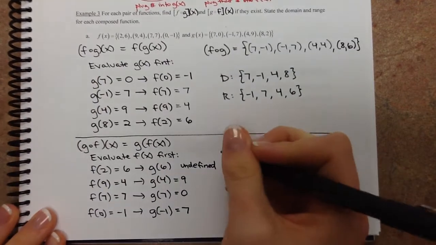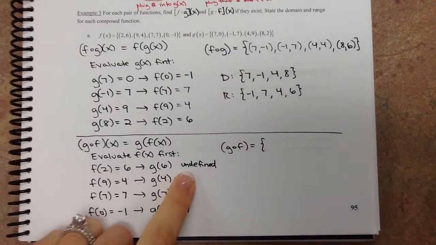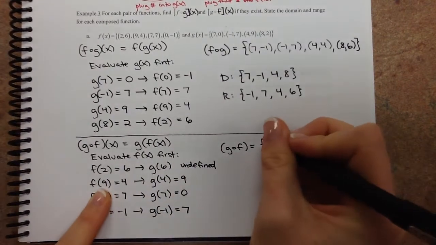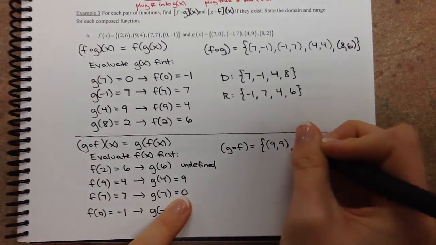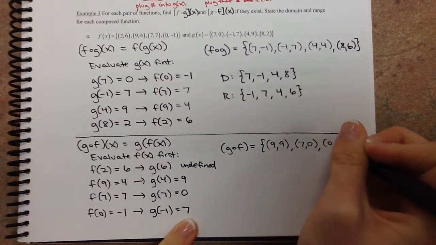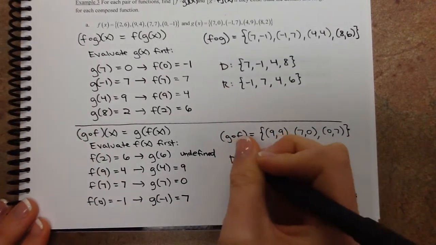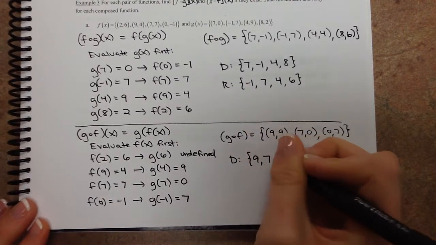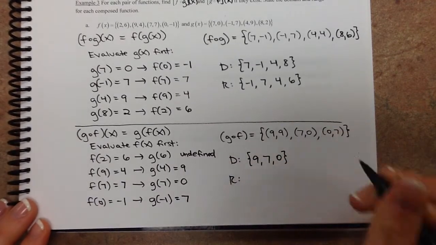So for this one, my g composed with f, this was undefined, so I don't list anything for this one. This ordered pair is 9, 9. This ordered pair is 7, 0. This one is 0, 7. And that's it. I only ended up with 3 because one of my values is undefined. So for my domain, my 3 x values are 9, 7, and 0. Order doesn't matter. If you want, you can write it in order. And range is 9, 0, and 7.